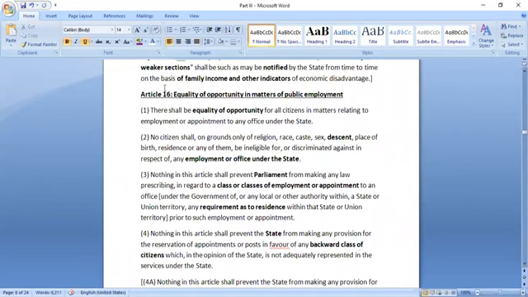Now, Article 16 is specifically for equality of opportunity in matters of public employment. Article 15 was the general provision. It may be regarding access to public places like restaurants, parks, using water from wells or any other thing. But Article 16 is specifically for equality of opportunity in matters of public employment.